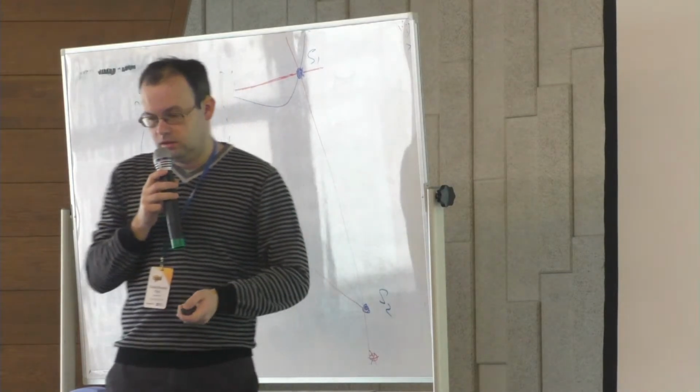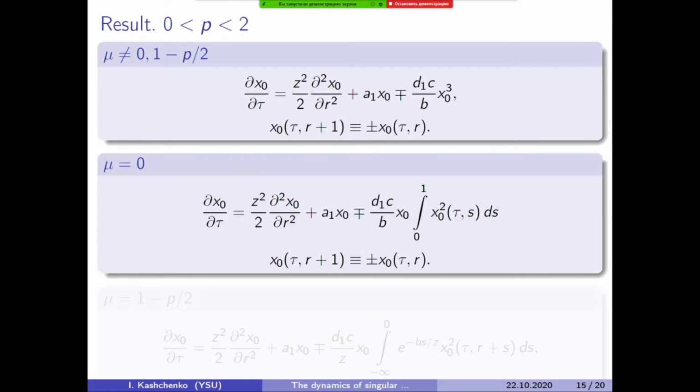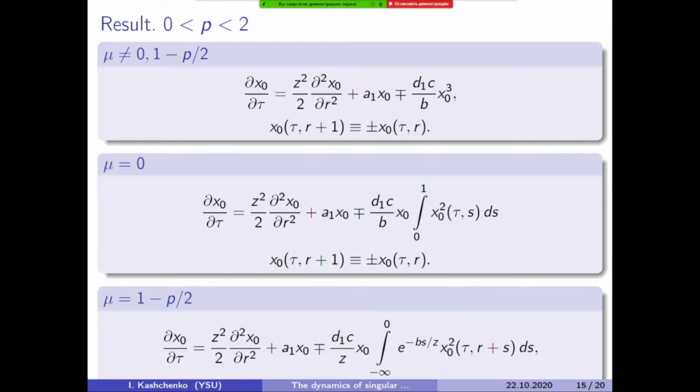And we have here three types of normal form. In the situation when mu is not 0 and not (1 minus p) divided by 2, we have the usual parabolic equation with cubic nonlinearity. When mu is equal to 0, we have this integral in the nonlinearity, and in the third situation we have another integral in the nonlinearity. And theorems similar to the previous theorems are true.